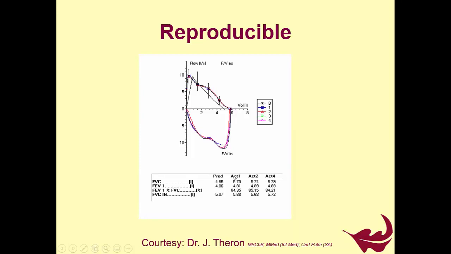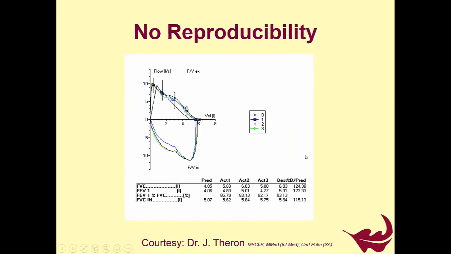FVC values, and we can see the values here are 5.7, 5.74, and 5.79. So the 2 largest values here, you can see, differ by 50 mL, which is less than the 150. So that's reproducible. For the FEV1, again, these are the 2 largest values, 4.89 and 4.88. So they differ by just 10 mL, which is less than the 150 mL. So this is a reproducible result with all of the acceptable curves that we've included over here.